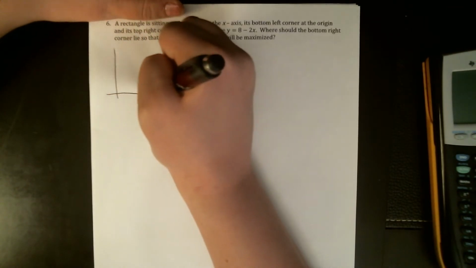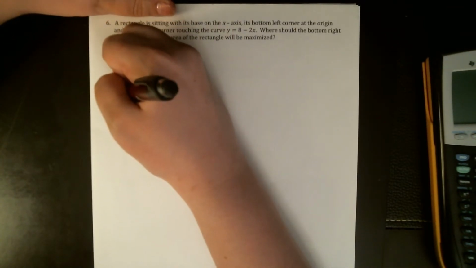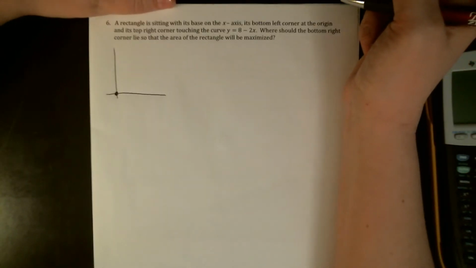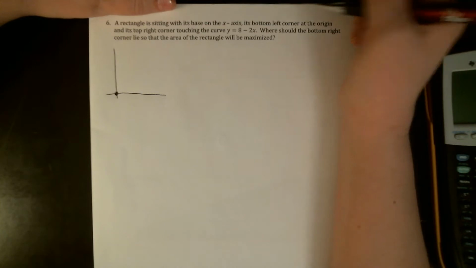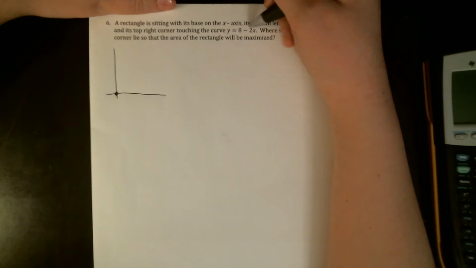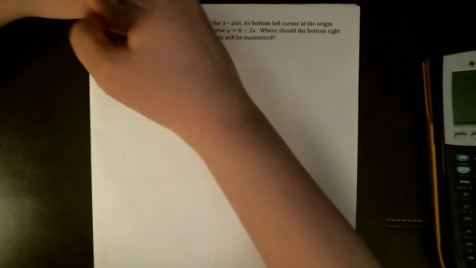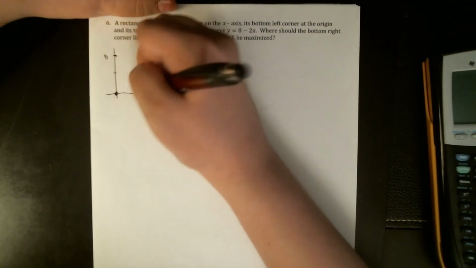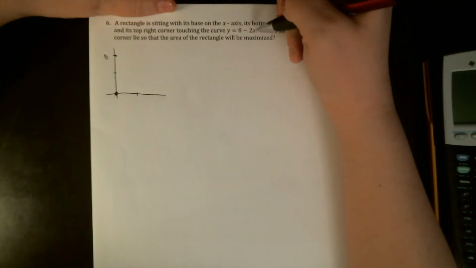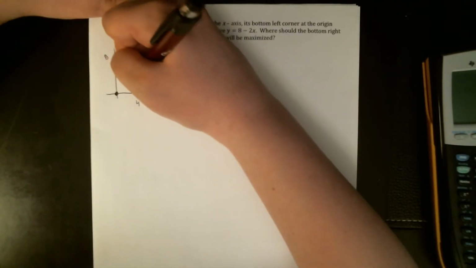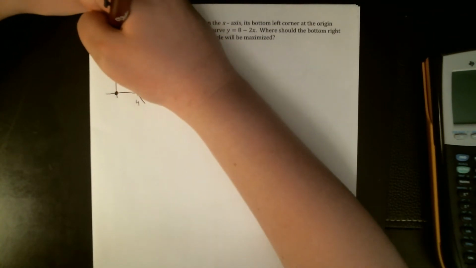And what we know about the rectangle is that its bottom left corner is on the origin, so that can't move. And its top right corner just touches the curve y equals 8 minus 2x. So that's going to be a line with a slope of -2 and a y-intercept at 0, 8. So let's just say this is 8. And then x equals 4 will make y equals 0, so that's our x-intercept. Okay, so here's this line.